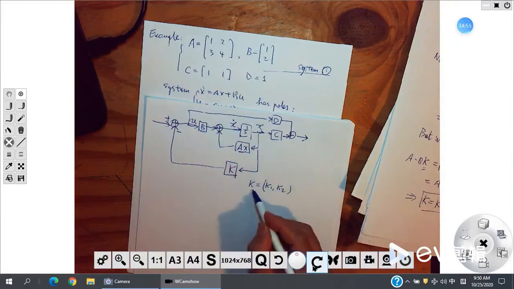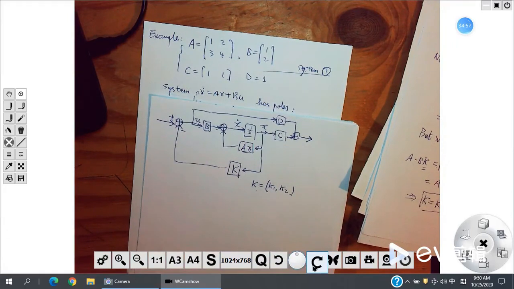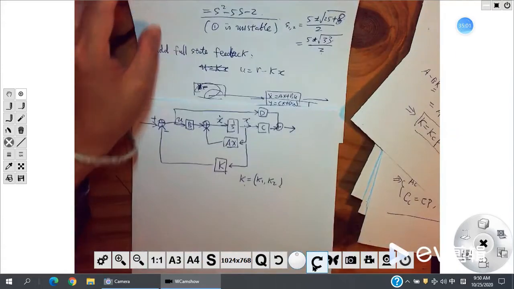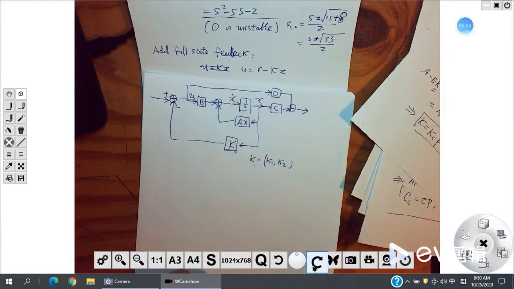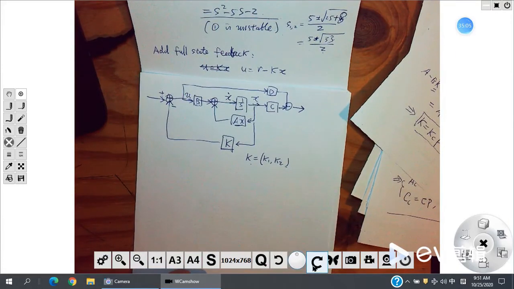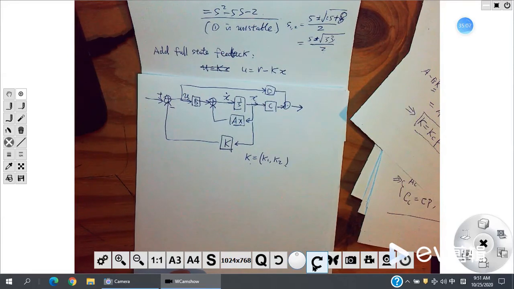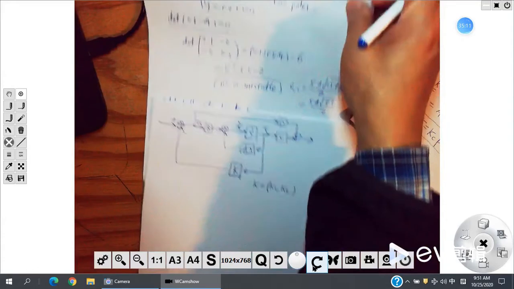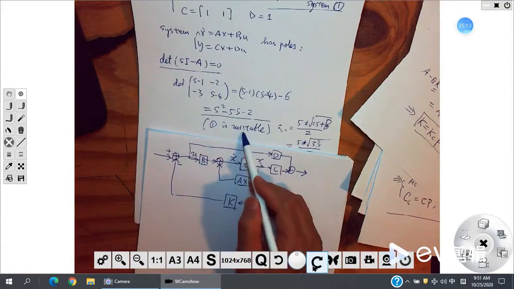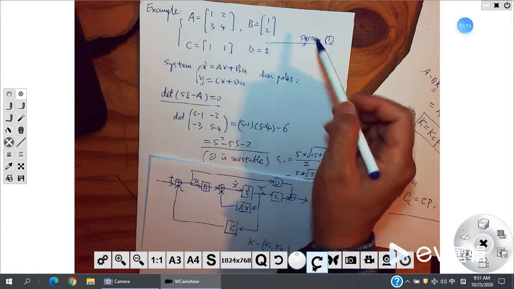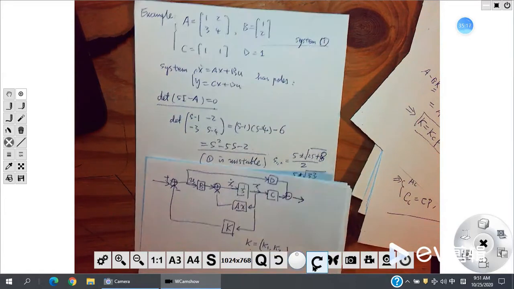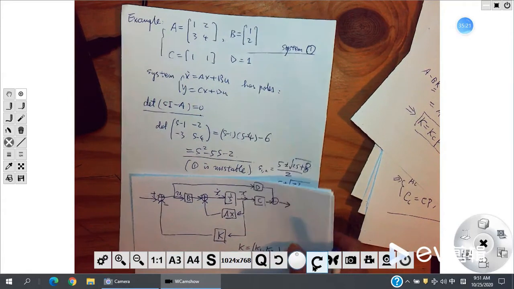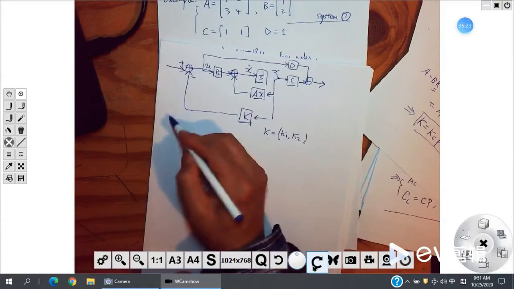So K will look like this. And we want the pole, for example, we want the pole located at, we want it stable, right? The original one is unstable. This part is unstable. Well, I want K to make it stable, and we suppose we choose P1 and P2.